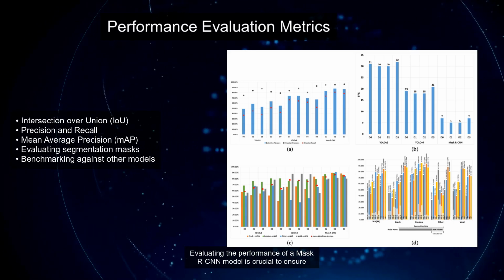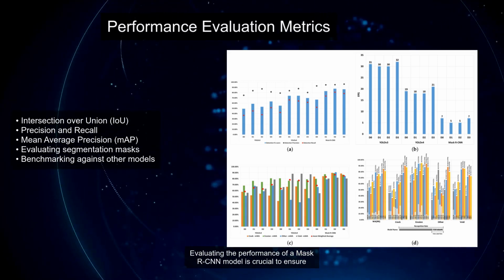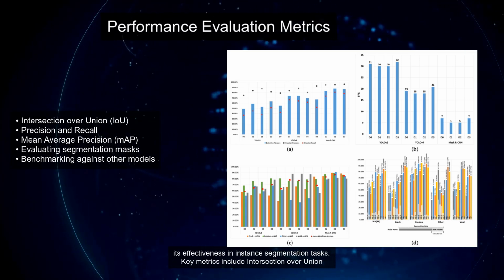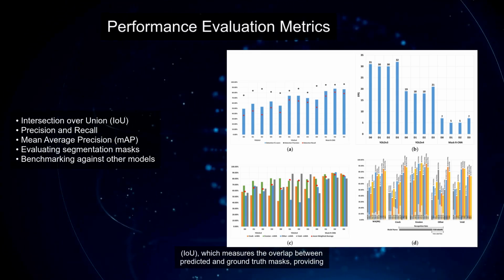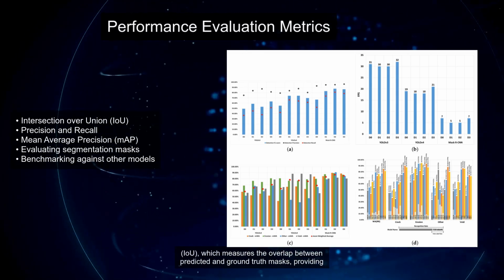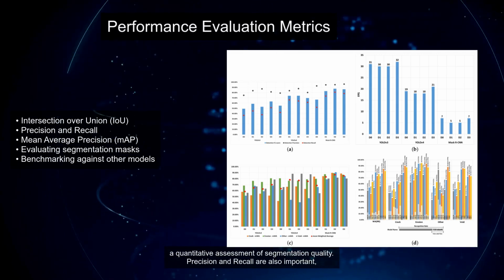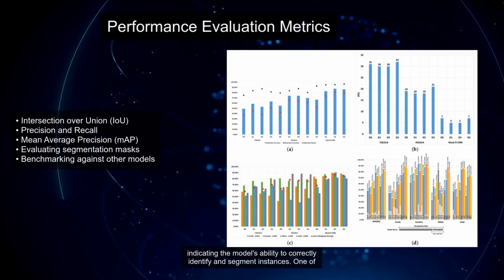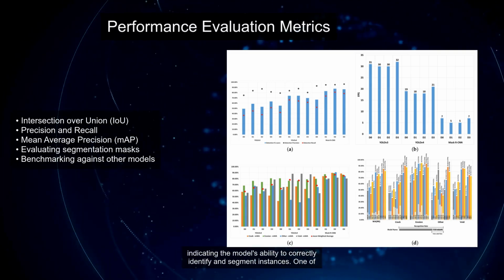Evaluating the performance of a Mask R-CNN model is crucial to ensure its effectiveness in instance segmentation tasks. Key metrics include intersection over union, IOU, which measures the overlap between predicted and ground truth masks, providing a quantitative assessment of segmentation quality. Precision and recall are also important, indicating the model's ability to correctly identify and segment instances.